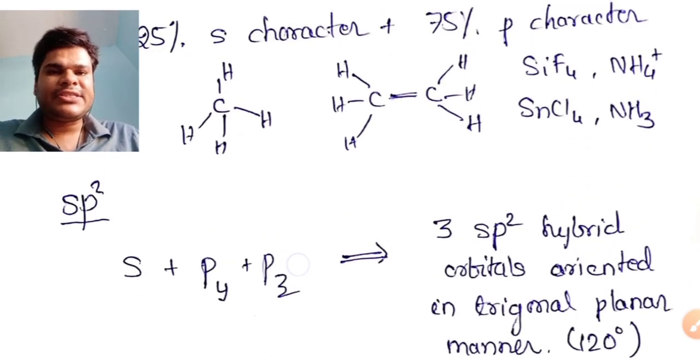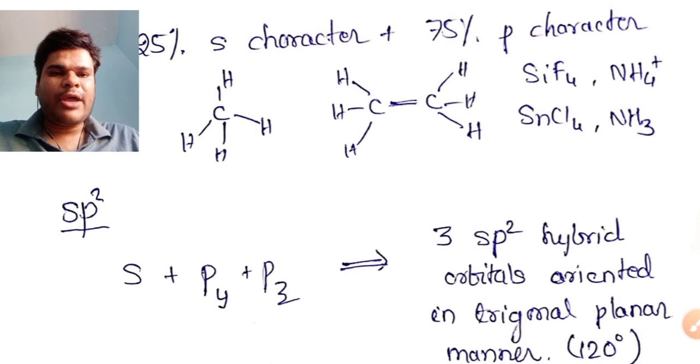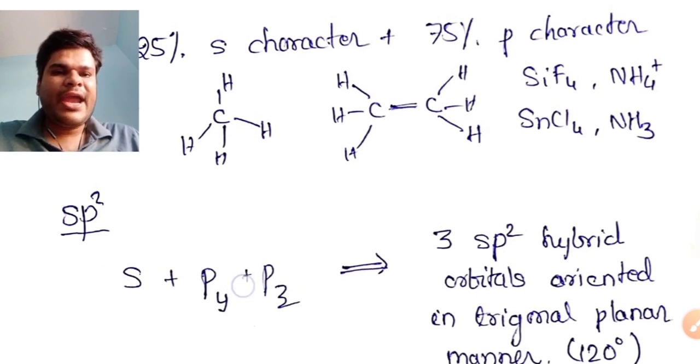Next, the second one: sp2 hybridization. In sp2 hybridization, the s orbital is involved along with py and pz.